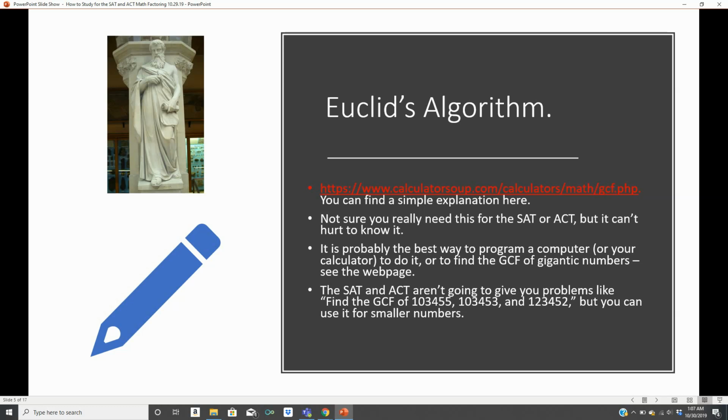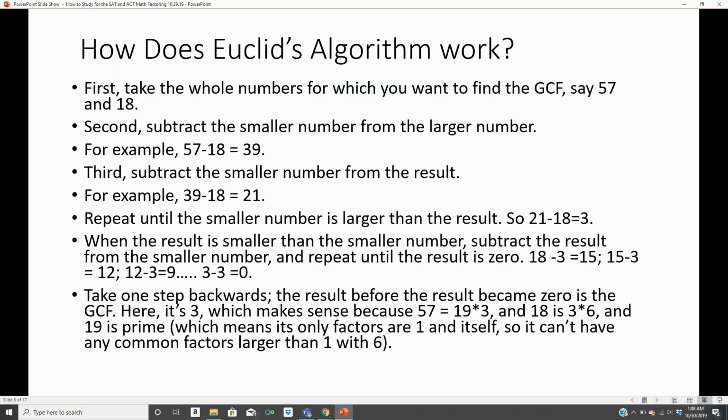The SAT and ACT aren't going to give you problems like find the greatest common factor of 103,455, 103,453, and 123,452, but you can also use it for smaller numbers, as we'll see in a second. How does Euclid's algorithm work?